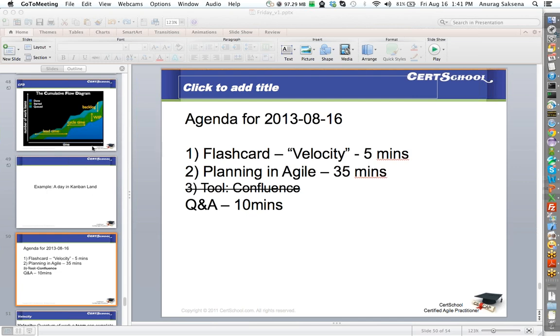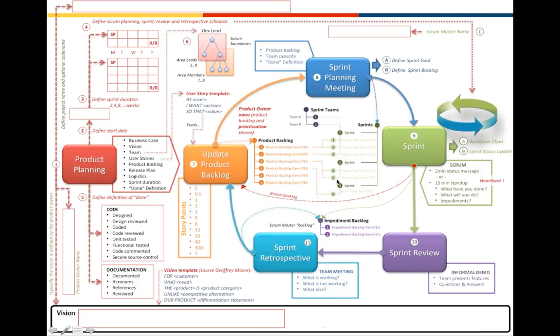Another question here is: how is velocity used to do release planning? Good question. We understand that the sprints, the iterations that we are running, lead up to a release. In my experience recently, we have been running sprints that are 2 weeks long, and we have a release every 2 months. So every 4 or 5 sprints go into a release.